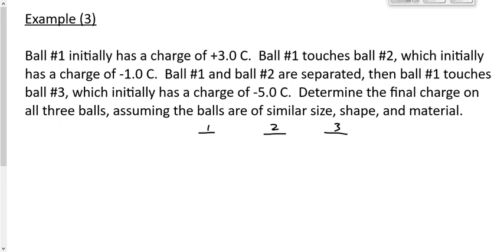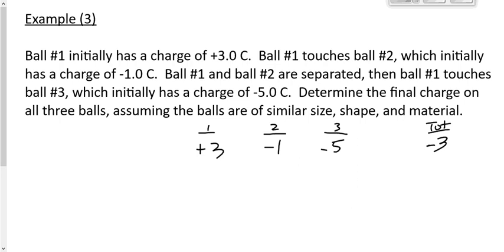Ball number 1 initially has a charge of +3 coulombs. Ball number 2 has a charge of -1 coulomb. And ball number 3 has a charge of -5 coulombs. The total charge between the 3 different charges is going to be, what is that, -3? -3, Jacob? Yep. Total charge is -3. Now that -3 number has to stay the same always because of the law of conservation of charge.